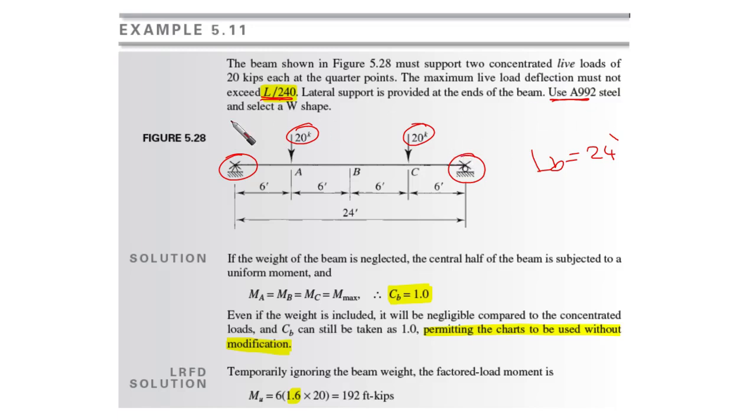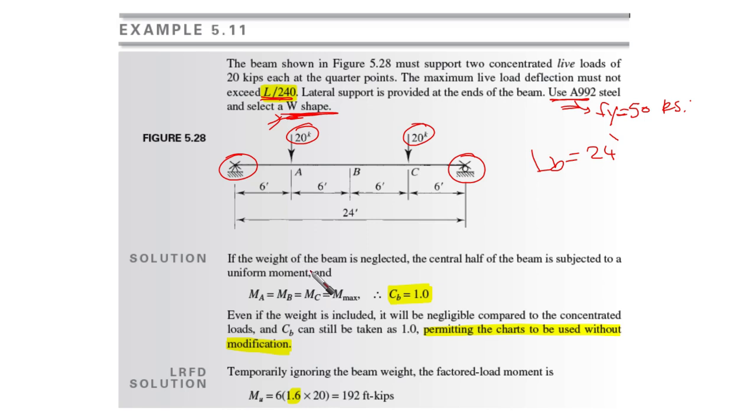Lateral support is provided, as I said. Use A992 steel and select a wide flange shape. This means that our Fy equals 50 ksi, and wide flange means that we can use the charts. These are the two main conditions for us to use the charts.